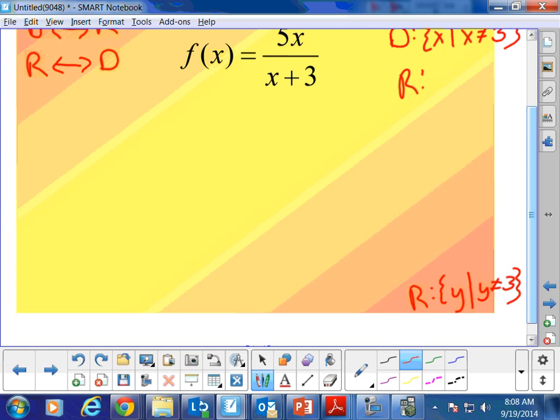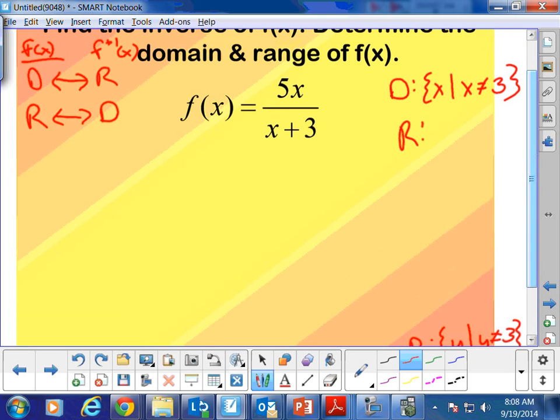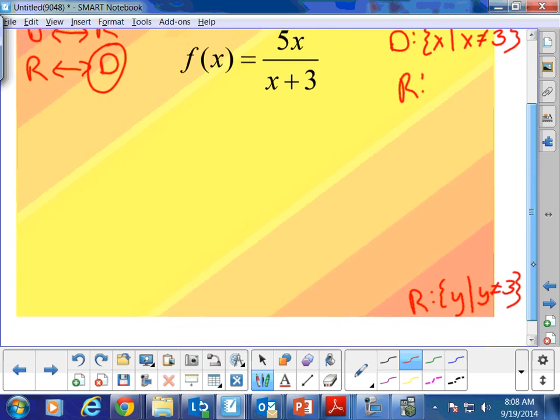The only thing that I'm kind of unsure of, I think it's 5, is my range, but we'll make a determination for sure when I find the domain of my inverse. So really what I'm trying to say is that once I find the inverse of this function, I'm going to look for the domain, and then that should tell me for certain if my intuition is right. Now, let's go ahead and solve for this.